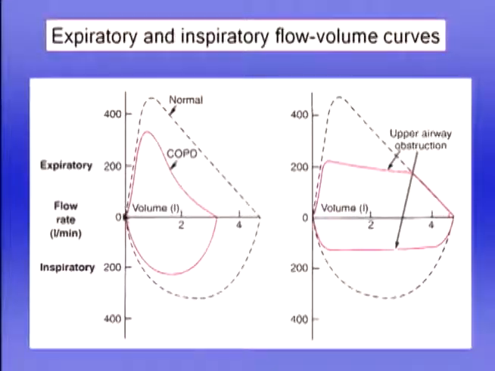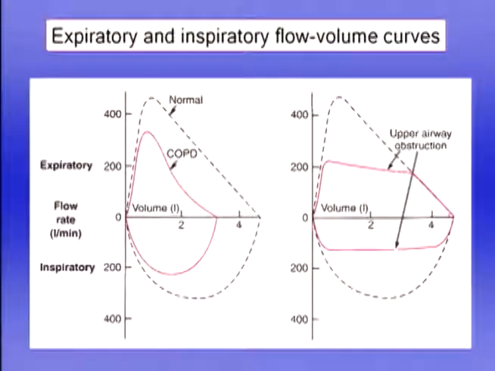Now there's another test that we occasionally do, and that is the inspiratory flow volume curve. And these are shown over here. Here we've got the normal lung with the broken line and COPD in the red line. Here's the normal expiratory flow volume curve, and here are the inspiratory flow volume curves. There's no dynamic compression of the airways during inspiration. In fact, the airways are held open during inspiration.